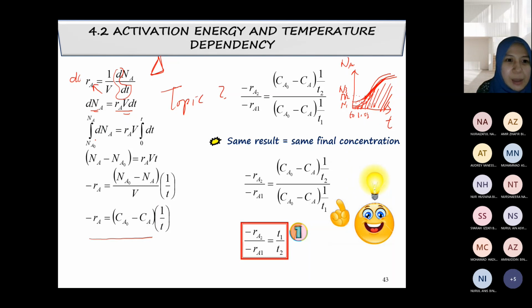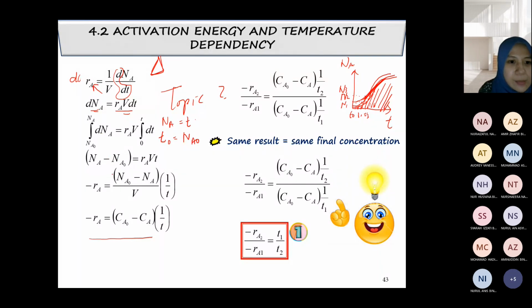Daripada sini kita akan ada point, kita integratekan dia. This one of course kita kena start daripada NA0, sebab T kosong, dia akan bersamaan dengan NA0. Bila you buat programming nanti, you nak kira ni pakai software, you kena ada ni tau. Kita panggil initial condition. And then we have NA dekat any time. So daripada sini you have NA minus NA0 is equal to RA V t.